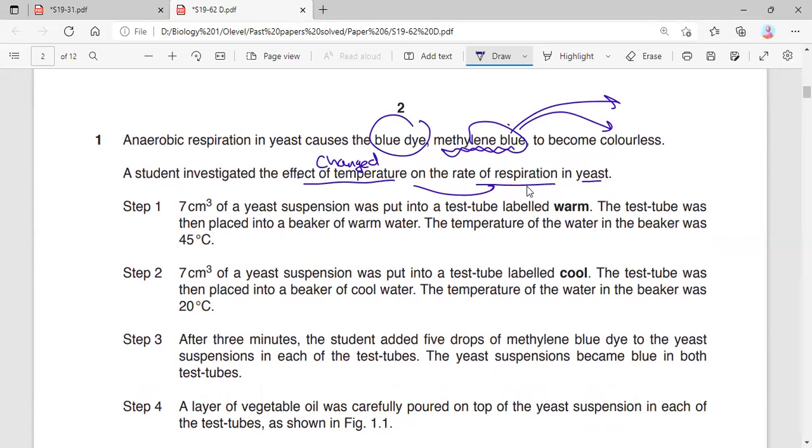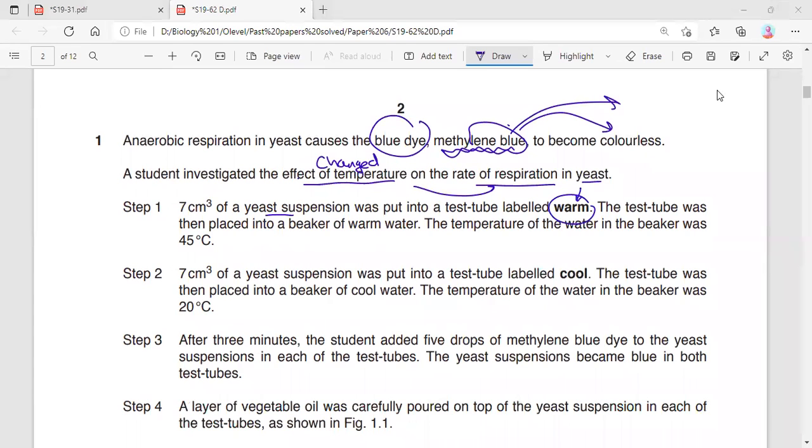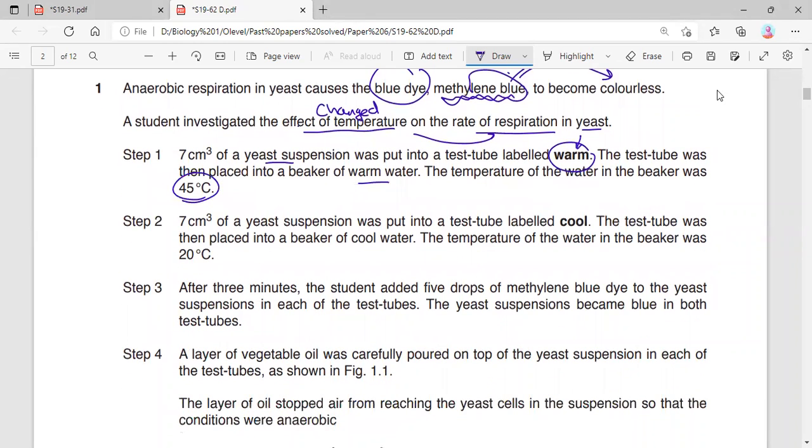Okay. So step number 1, 7 cubic centimeter of yeast suspension was put into a test tube labeled warm. The test tube was then placed into a beaker of warm water, and the temperature of the beaker was 45 degrees Celsius. In step 2, 7 cubic centimeter of yeast suspension was placed in a test tube called cool, and it was placed in a beaker of cold water, 20 degrees Celsius.